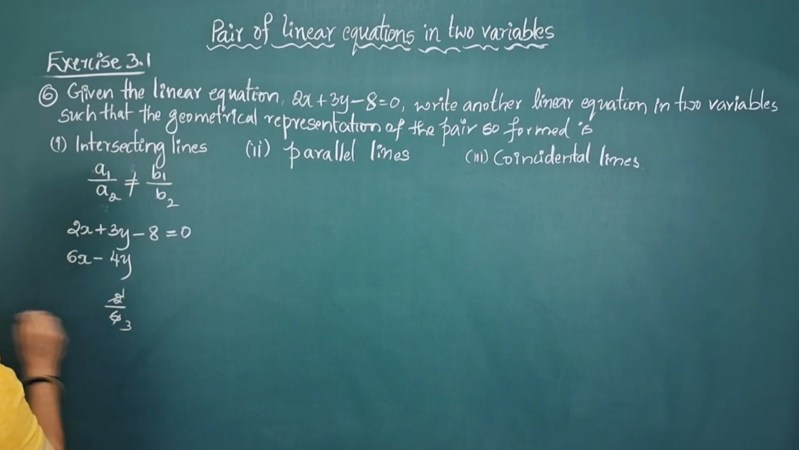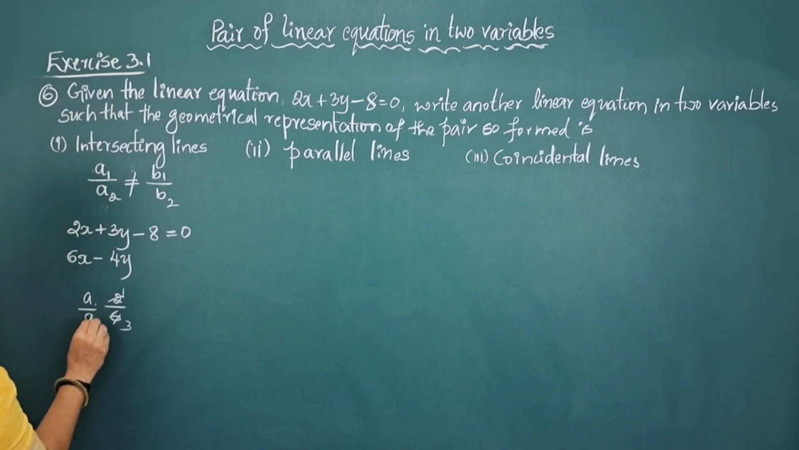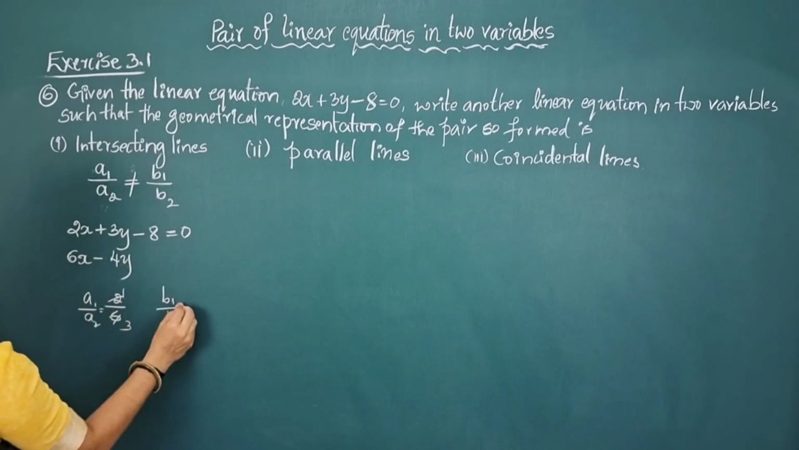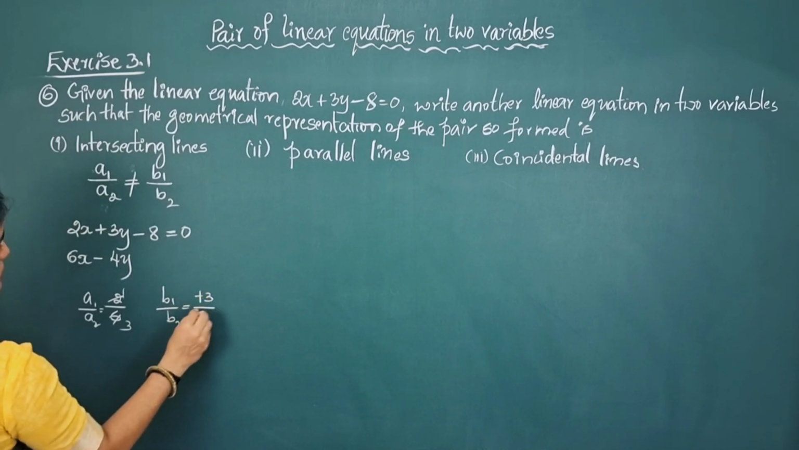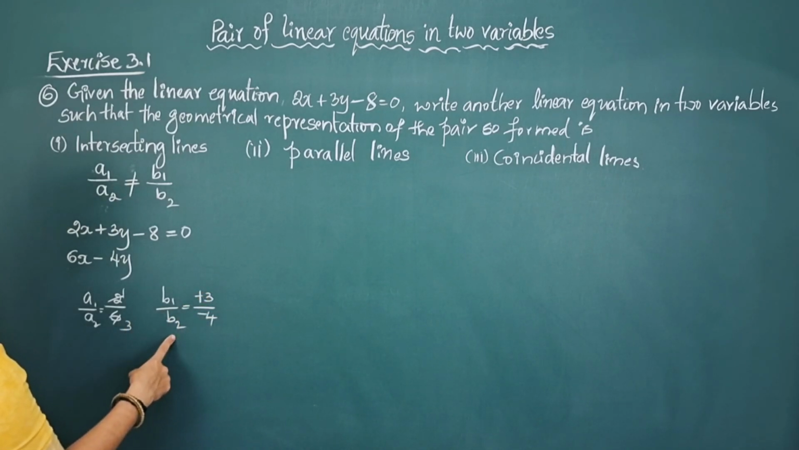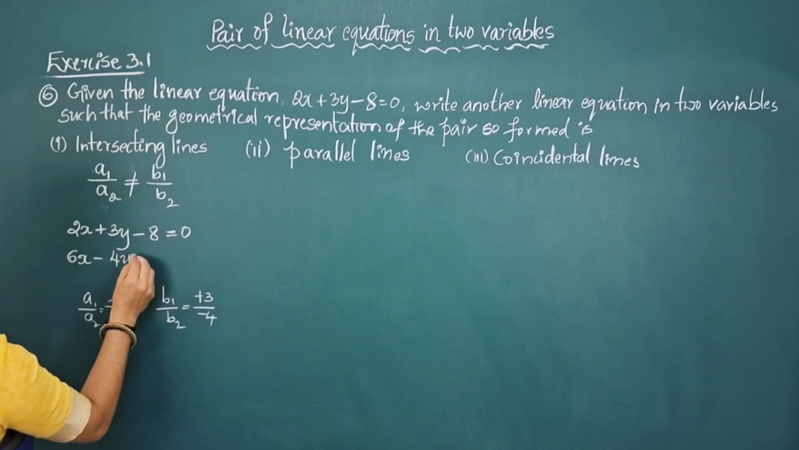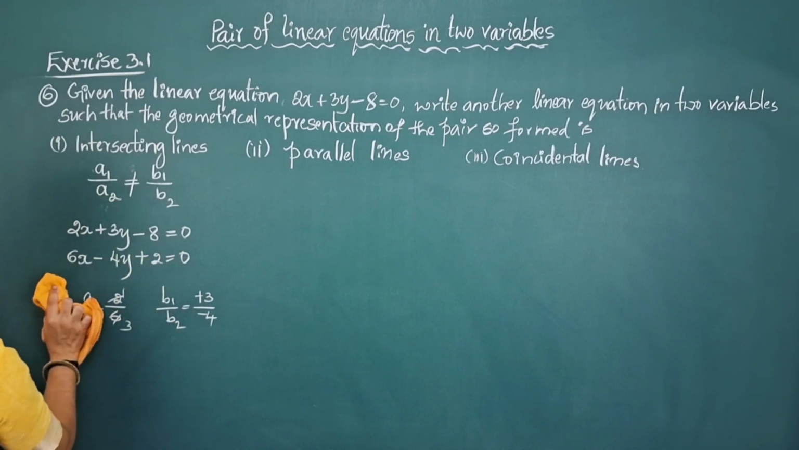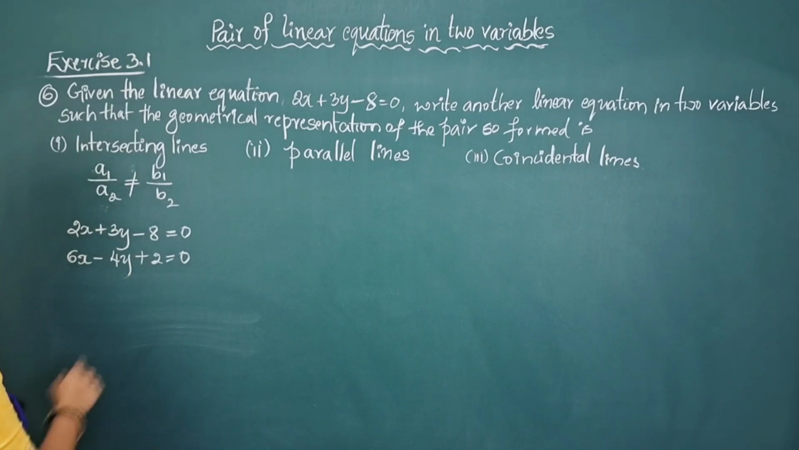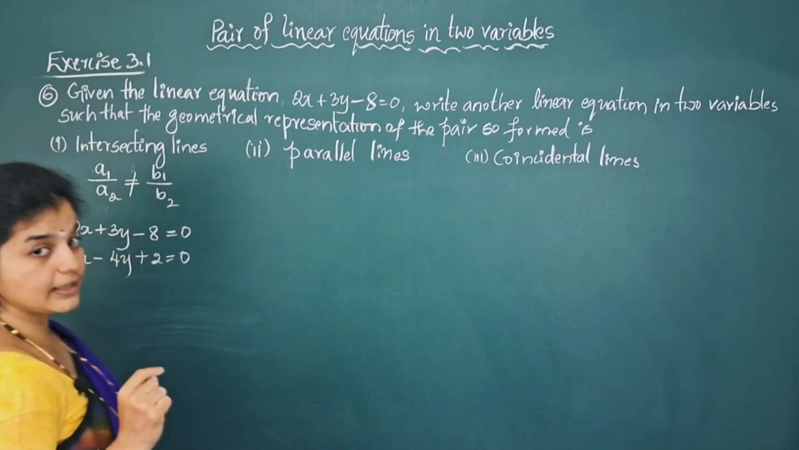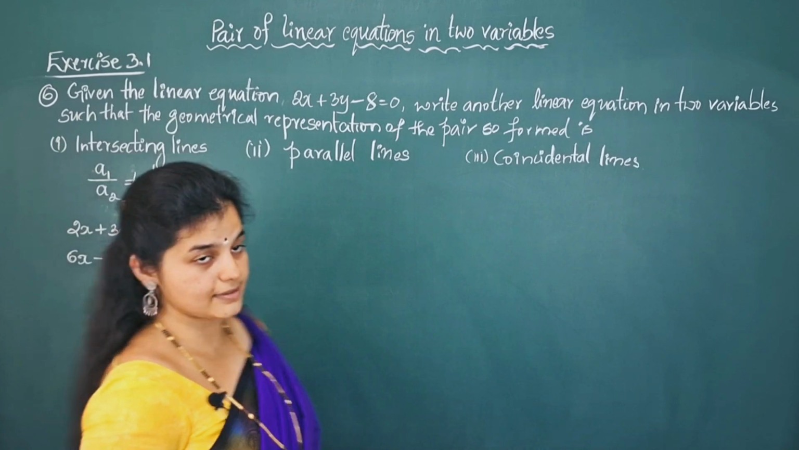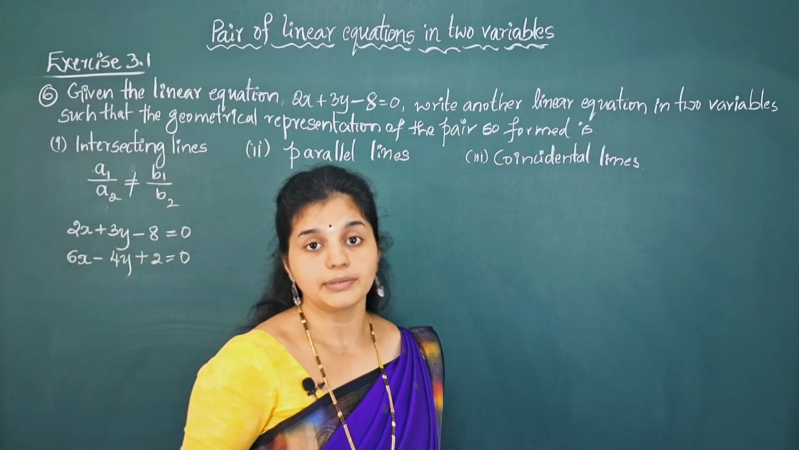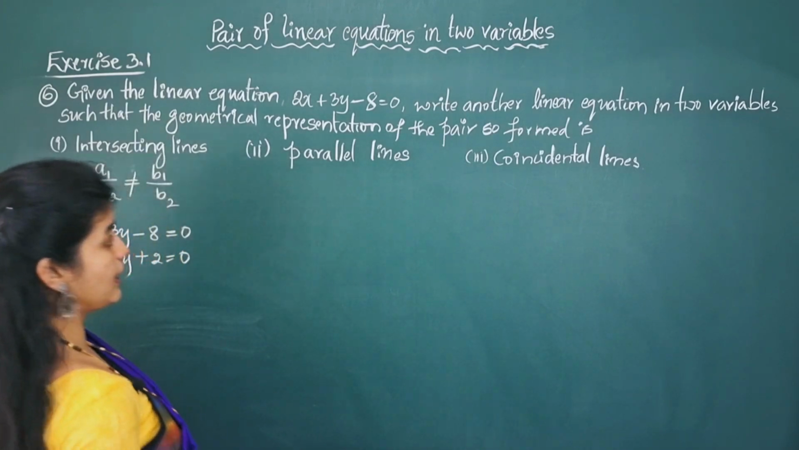That is nothing but 1 by 3. A1 by A2 is 1 by 3. If you check B1 by B2, B1 is plus 3, B2 is minus 4. Now these two ratios are not equal. C1 is any term that you can take. This is equal to 0. So the ratio of A1 by A2 is not equal to B1 by B2, so these two linear equations are intersecting lines. Any numbers you can take, but you have to remember the condition: A1 by A2 is not equal to B1 by B2.